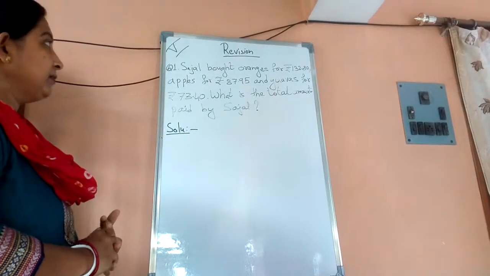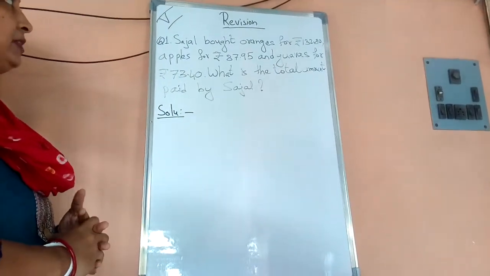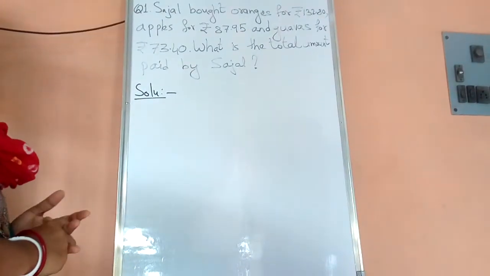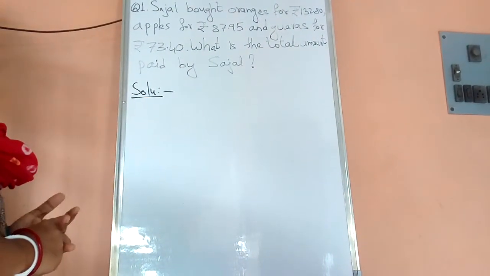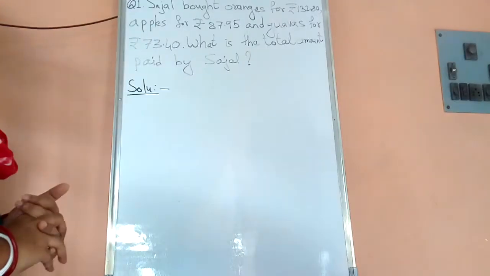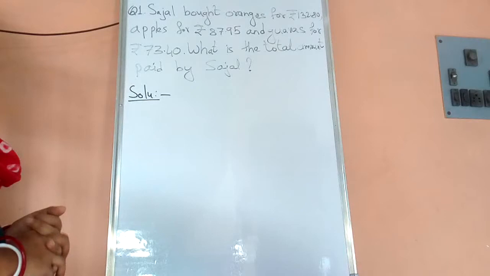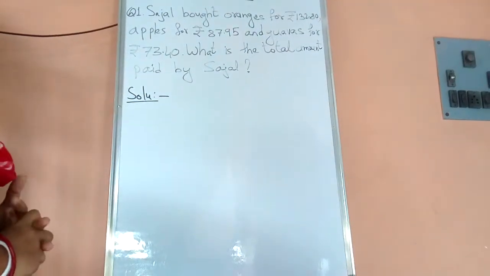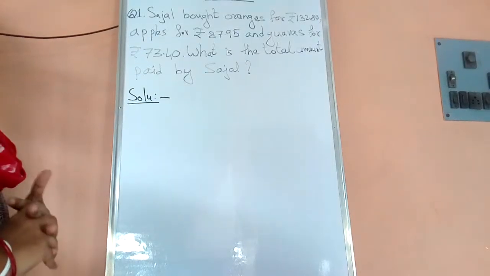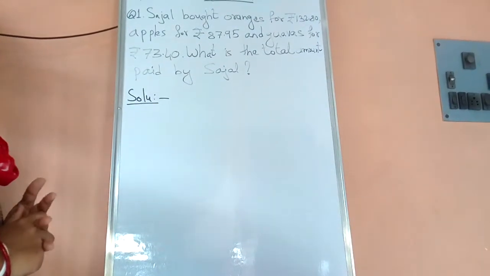The question is, Sajal bought oranges for rupees 132 and 80 paise, apples for rupees 87 and 95 paise, and guavas for rupees 73 and 40 paise. What is the total amount paid by Sajal? Here three items are bought and you have to find the total money spent on these three things.